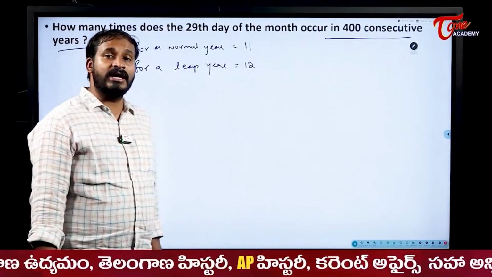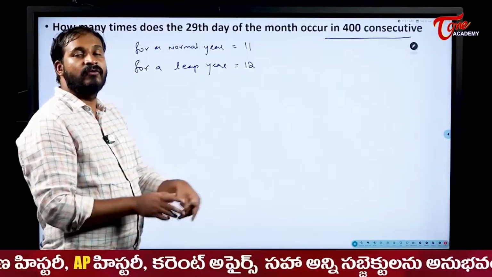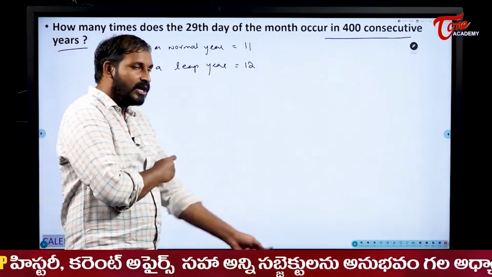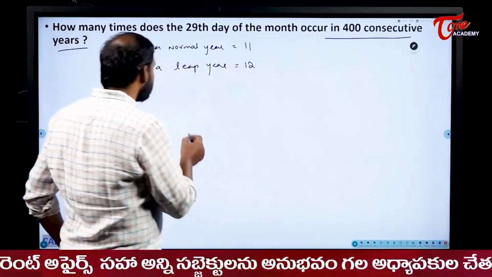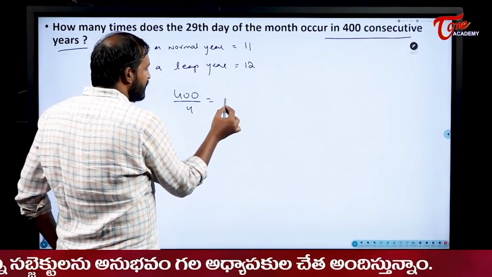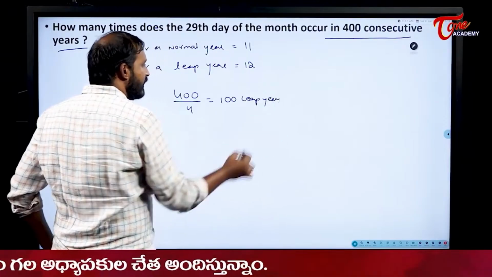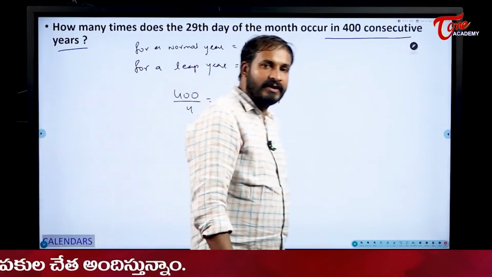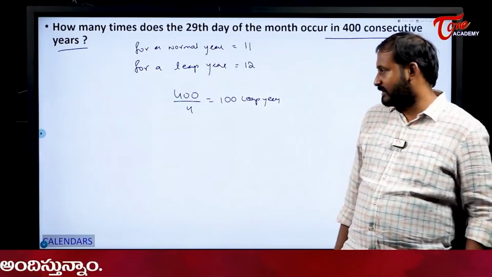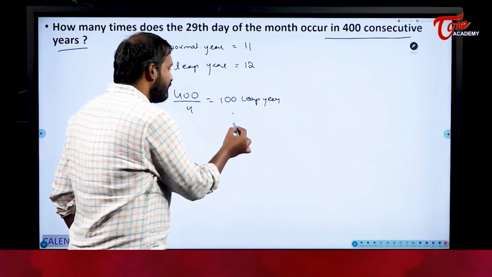Okay, good, sir. 400 consecutive years, he is telling. In 400 consecutive years, students, how many leap years will we have? Sir, we will do 400 by 4 and say 100 leap years. Is this correct? Will we have 100 leap years? No, sir. We will not have 100 leap years. We will have only 97 leap years.